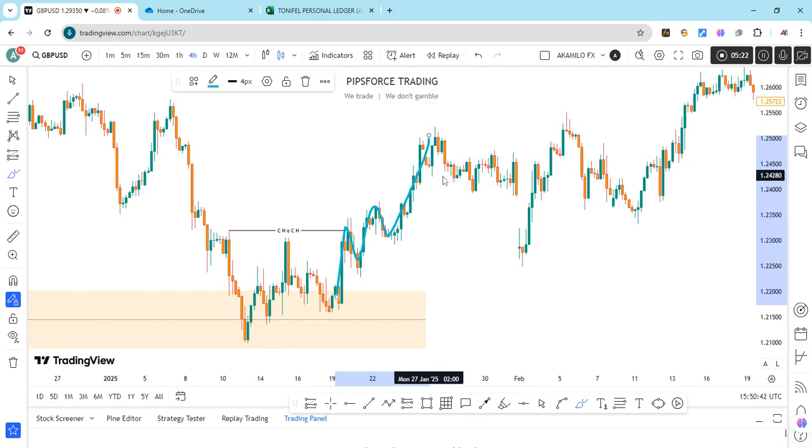This particular leg here is not an inducement. Why? Because these three candles are found inside this particular candle, so we call this an inside candle, right?